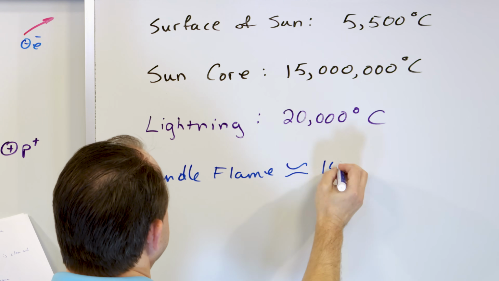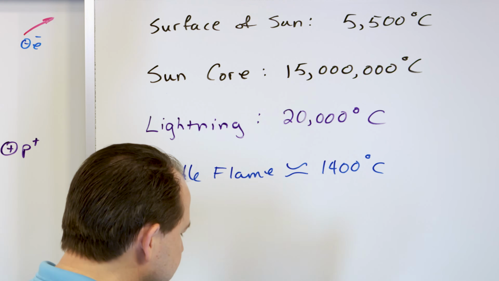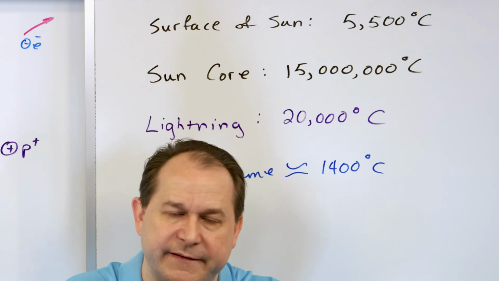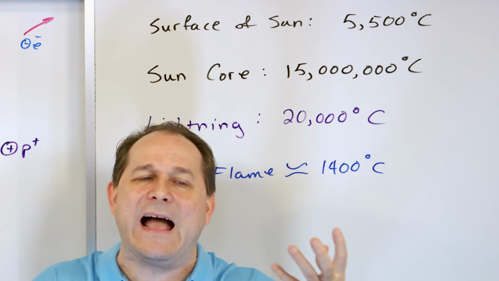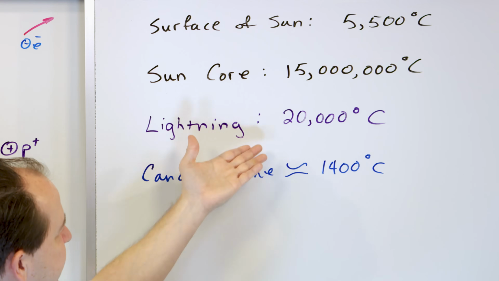Somewhere around 1400 degrees Celsius. So not as hot, but certainly hot enough for some of these electrons in the gas that's burning to become detached and then recombine and emit a photon. So you can see that all these are considered plasmas.